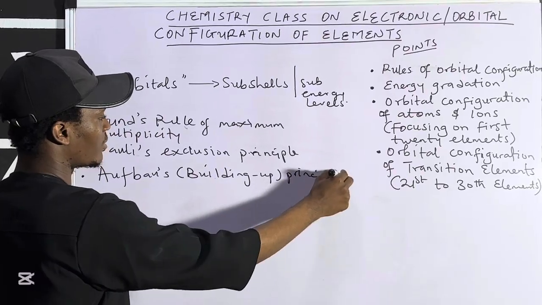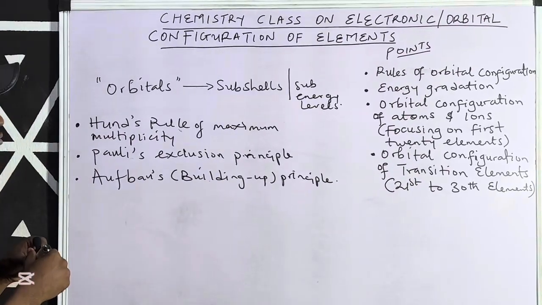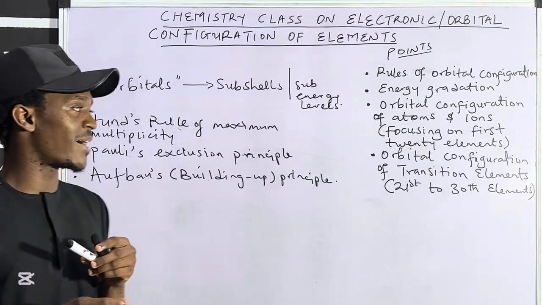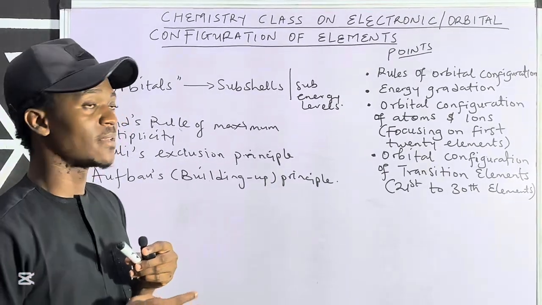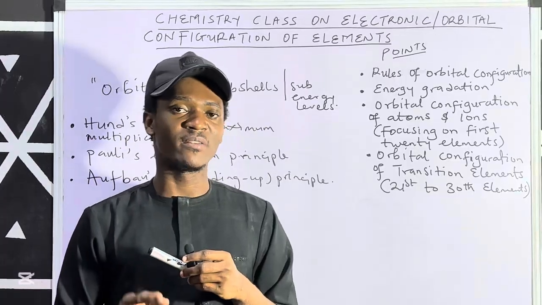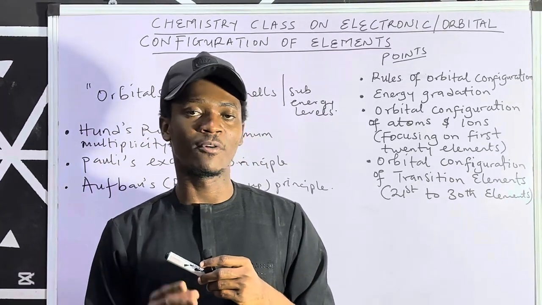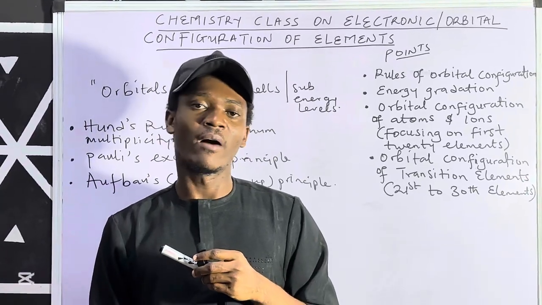Now, what do these principles state? Looking at the first principle, which is Hund's rule of maximum multiplicity, it says that when you are filling degenerate orbitals, electrons must first be filled singly before pairing can occur. And what does that mean?